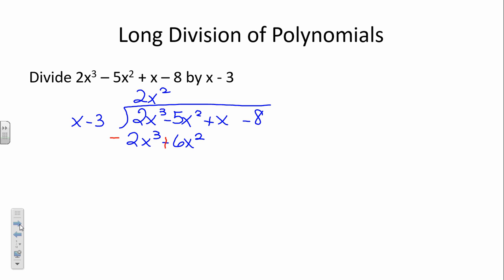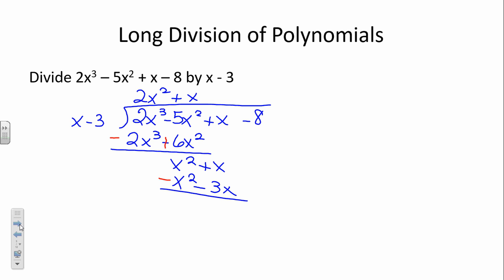So we change the signs of both. The 2x cubes go away. And a positive 6x squared with a negative 5x squared gets us x squared. Bring down your x. Now we ask ourselves, how many times does x go into x squared? X. So we have to multiply x by x to get x squared. Multiply x by x and negative 3 by x.